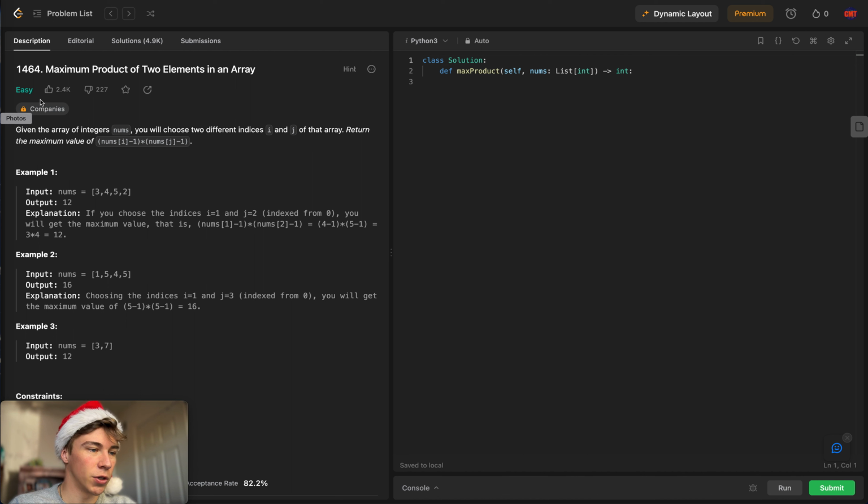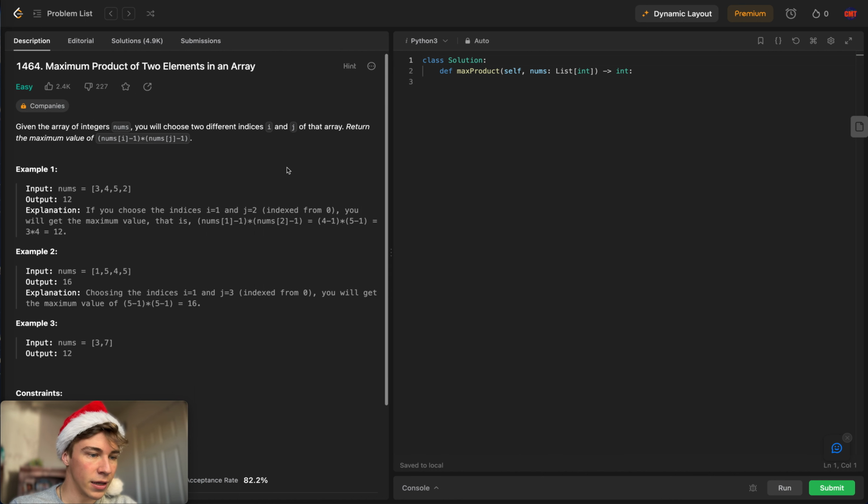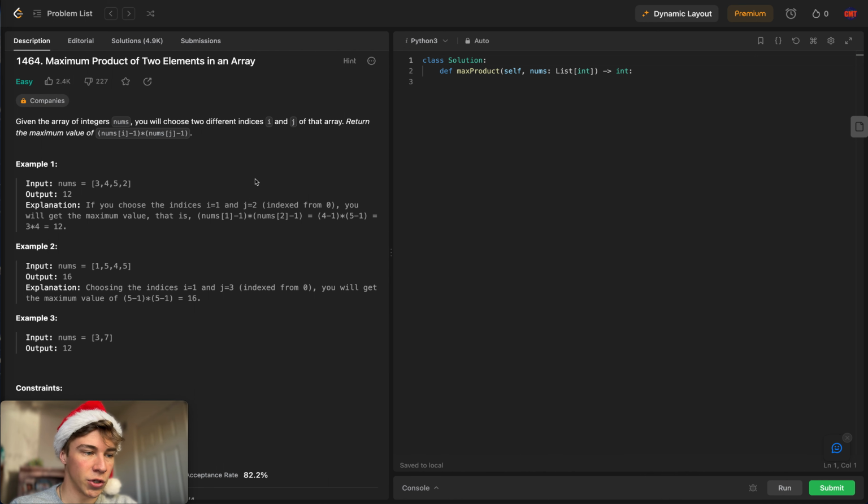Today we'll be solving question 1464, maximum product of two elements in an array. This is an easy level question, and it sounds to me like it's a variation of a question that we have definitely solved, which is just finding the maximum product in an array.